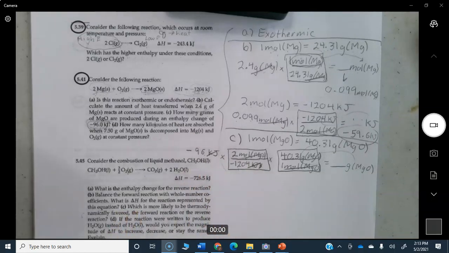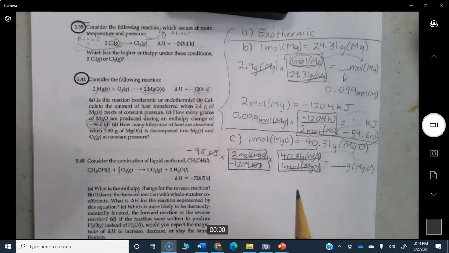So we're going to say 96, I'll put the minus sign on at the end, times 2 times 40.31 divided by everything on the bottom. 1,204 divided by 1. And that equals 6.42.